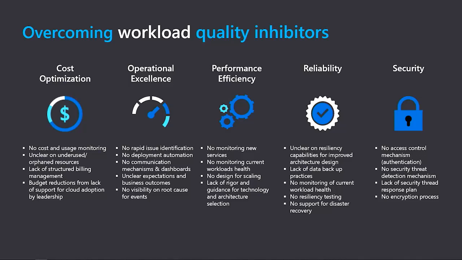Let's move to one of the other pillars of the framework, operational excellence. Maybe you don't have rapid issue identification set up, or no visibility on root cause for events, or no communication mechanism, or no deployment automation. Automating is a core tenet of setting up a well-architected framework. So automation is key, and it's something that you want to make sure you're utilizing as much as you possibly can for deployment automation.